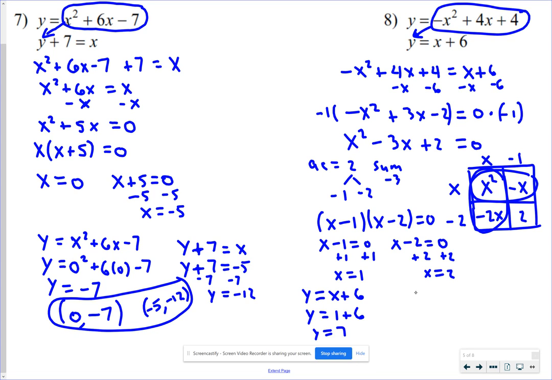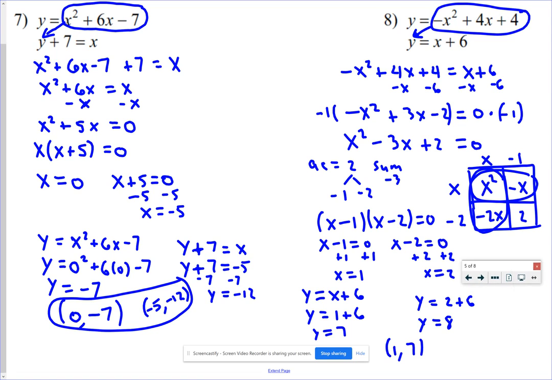If x is 2, y is going to be 8. So we get 2 solutions. We get 1, 7. When x is 1, y is 7. When x is 2, y is 8. So 1, 7 and 2, 8. Those are our 2 solutions.